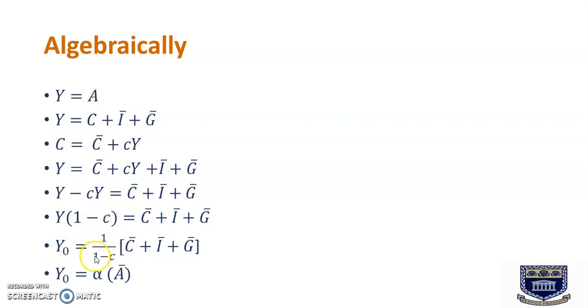1 over 1 minus C. This represents your multiplier, and in brackets we have all our autonomous components. We can thus summarize the formula as such: Y is equal to alpha multiplied by A bar. A bar meaning the total autonomous components, which is encapsulating those items over there. And this is your general multiplier formula.